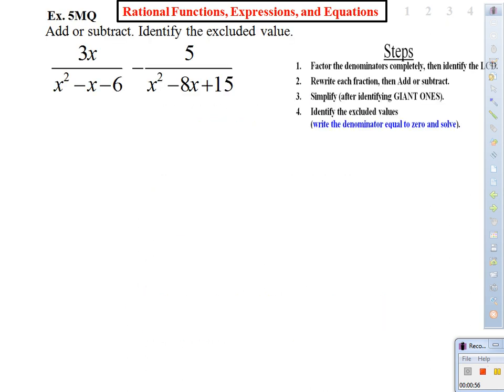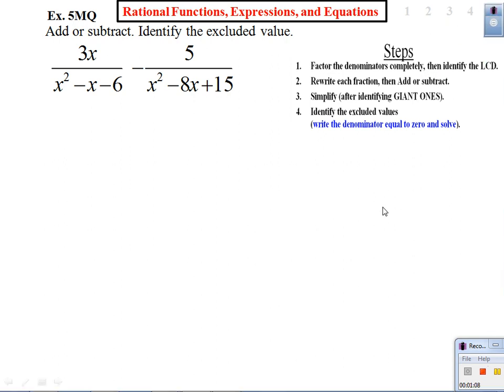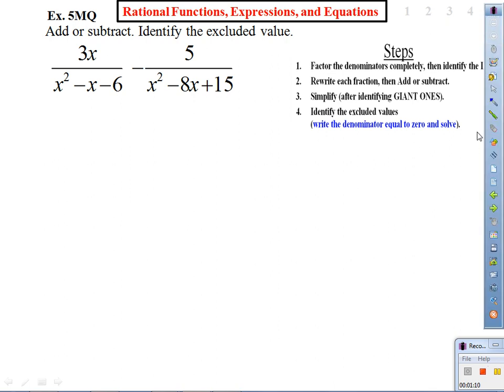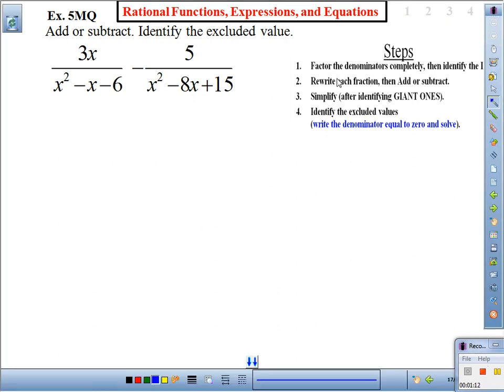We're going to start with example 5. By now you should have all the steps written down. Hands up if you've got the steps already. Okay, we got it? All right, so let's start with this one. We're going to break this one down and follow the process to see how this works. Ready? The first step says factor the denominators.